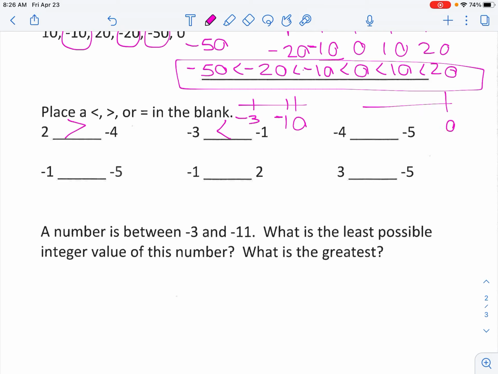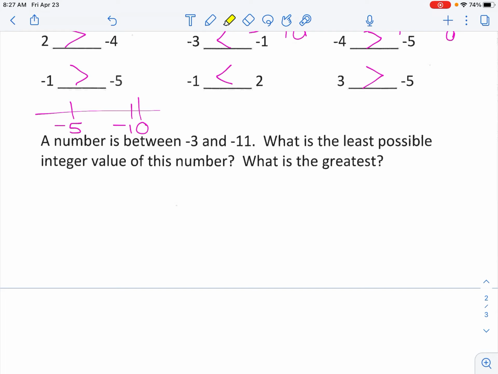-4 and -5. 0, -4, -5. Since -5 is to the left of -4, -4 is greater than -5. -1 would be just 1 hop away from 0. -5 would be 5 to the left of 0. So -1 would be greater than -5. A negative number is always less than a positive number, and a positive number is always greater than a negative number.